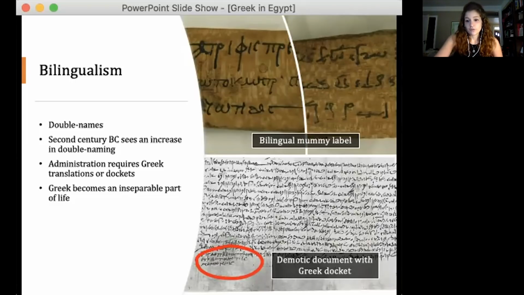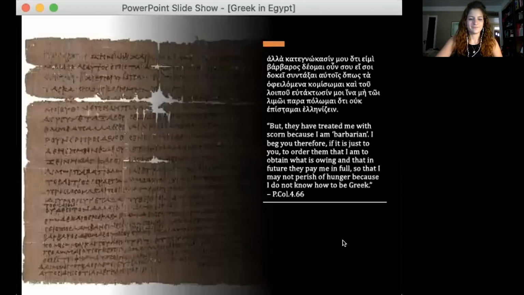The administration, which was in Greek, started having full translations of Egyptian documents into Greek, or at the very least, Greek dockets describing the contents of the text, for example here. It's clear that Greek became an inseparable part of life in Egypt, and not knowing Greek was a reason to be treated poorly even. In this letter from an Egyptian subordinate to his boss Zenon, the subordinate begs to be paid, saying that his managers have failed to pay him while Zenon is away.